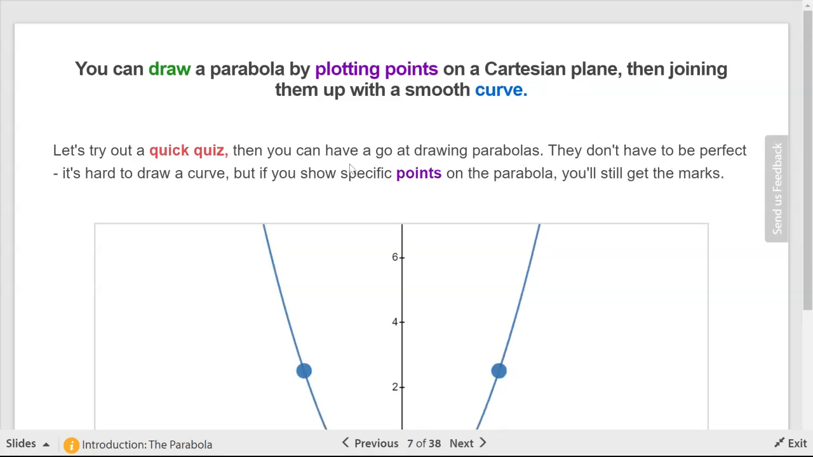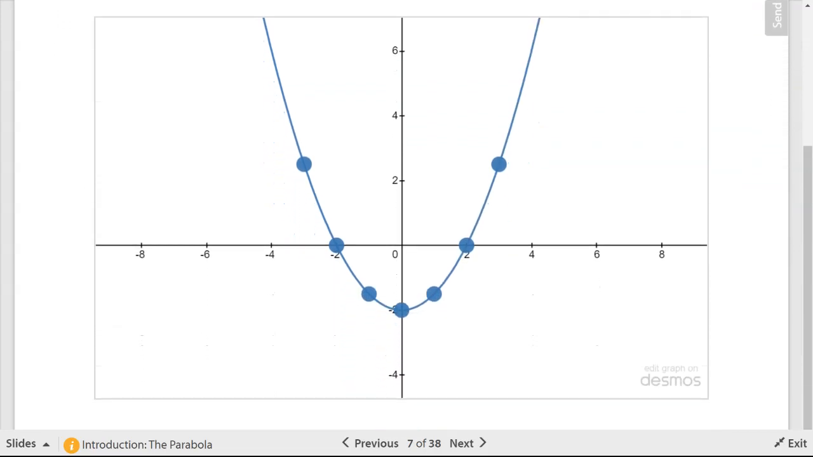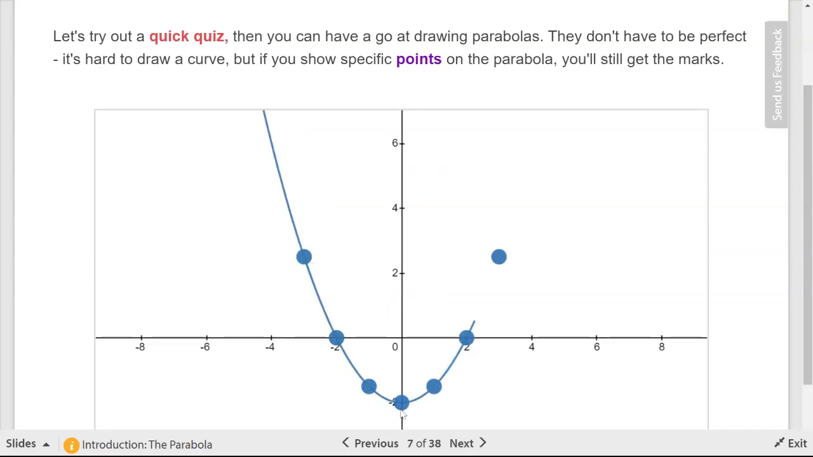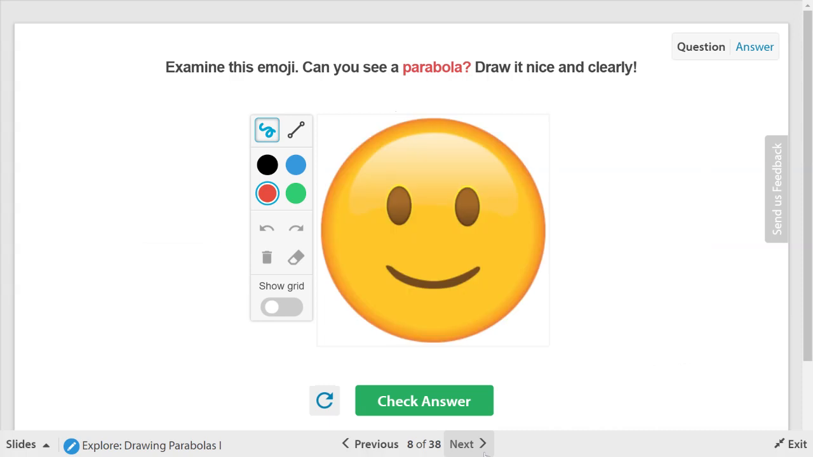Okay, so it says here, let's try a quick quiz. Then you can have a go at drawing parabolas. They don't have to be perfect. It's hard to draw a curve, but if you show specific points in the parabola, you can get the idea of how to do this. And you can see the points have to be the same distance from the center. So we plot the points, and you can see if you draw a line through it, the distance from the y-axis on the left-hand side to each point is the same distance from the y-axis to the right-hand side in this particular parabola. Okay, parabolas can also move spaces.